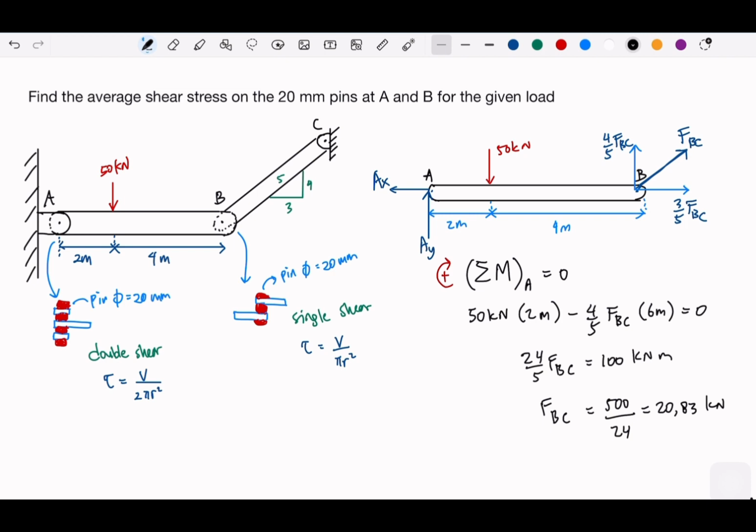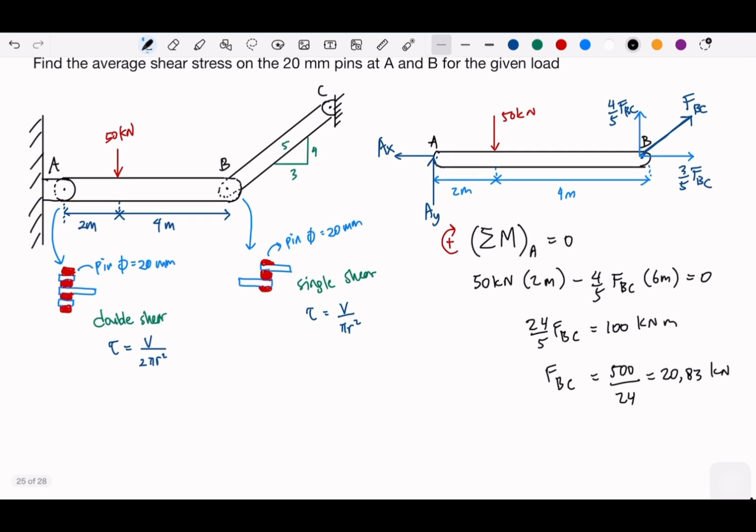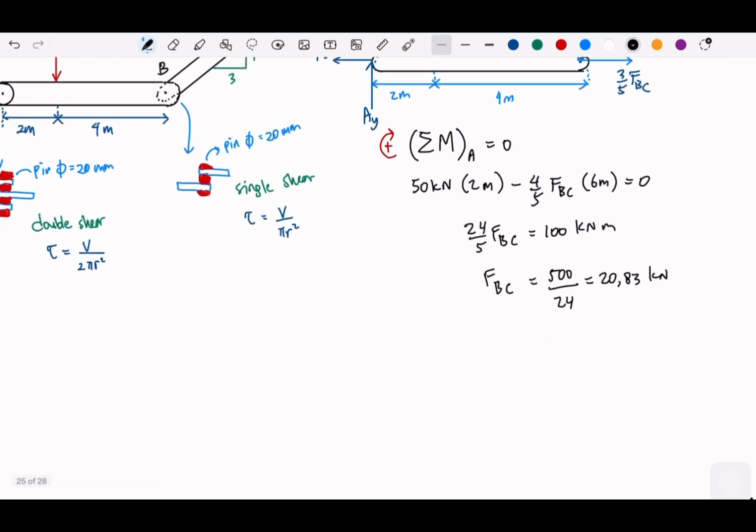We could write another moment for B, but I think we could just focus on the sigma force, because we could explore the horizontal and vertical forces. So we could write the horizontal forces, which is the AX. This will be equal to 3/5 FBC. So 3/5 multiply with 500/24. So it will be 100 divided by 8. So it will be 12.5 kilonewton.